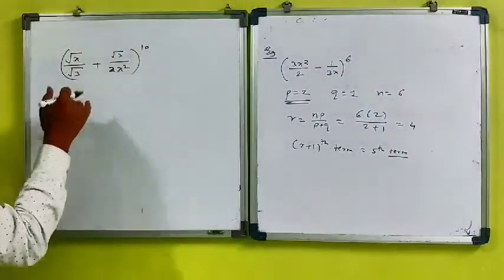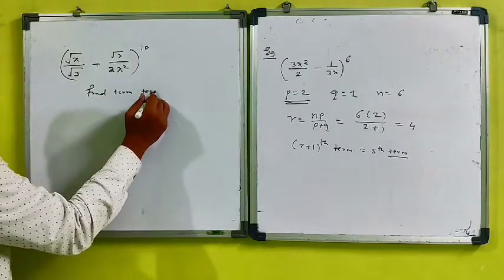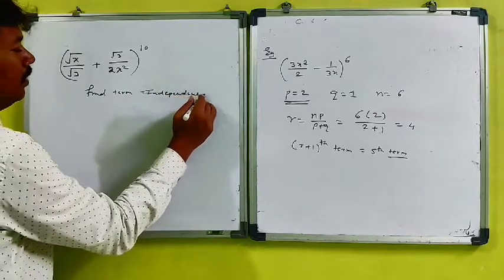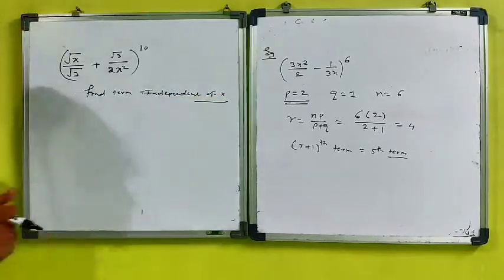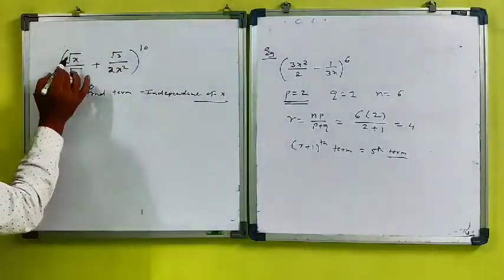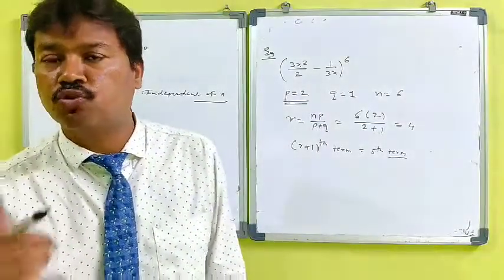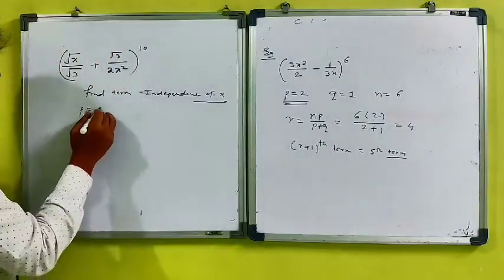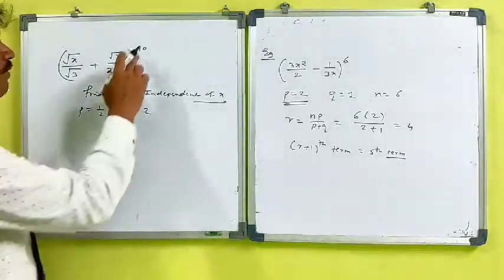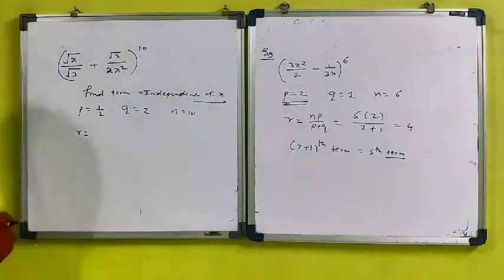So now see here. The question is to find the term independent of x. So what is our concept here? We have to see the numerator power of x. What is the numerator power of x here? It is under the root, which means x to the power 1 by 2. So p is equal to 1 upon 2. What is the value of q in the denominator? 2. And n is 10. So what is the value of r?